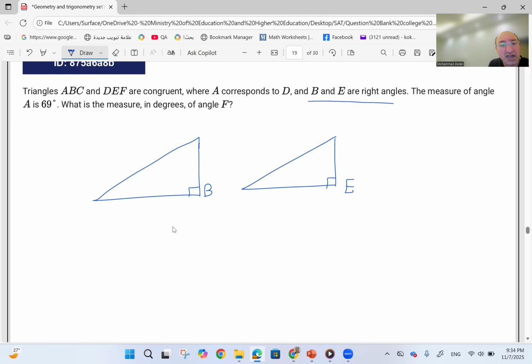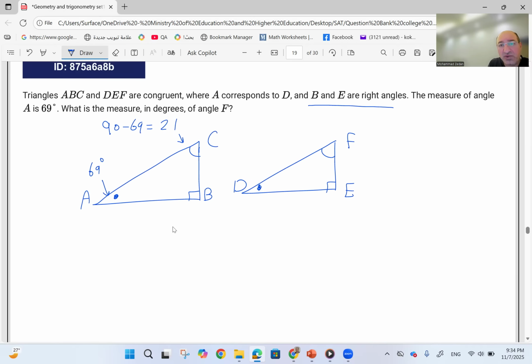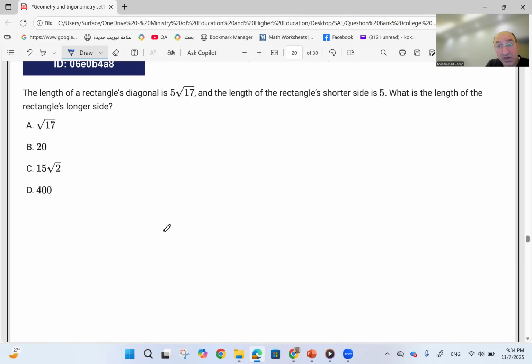Name the triangle ABC, like A and B and C. The other one is D, E, and F. A corresponds to D. Corresponding angles are equal. The measure of angle A is 69 degrees. What's the measure in degrees of angle F? Angle F corresponds to angle C. C is complementary with A, so C is simply 90 minus 69, which gives 21. So the answer is 21 degrees. Very simple. C and F are each 21, because corresponding angles of congruent figures are equal.